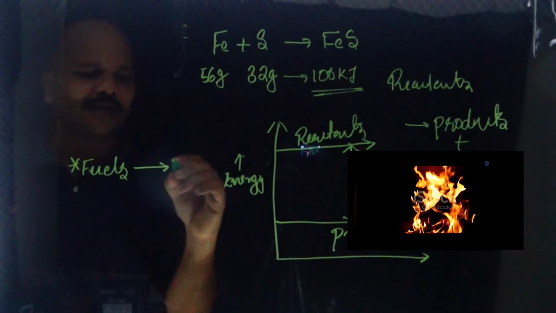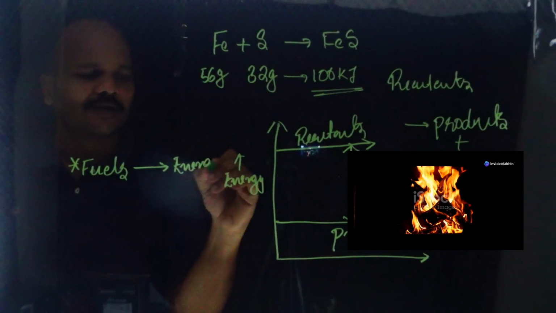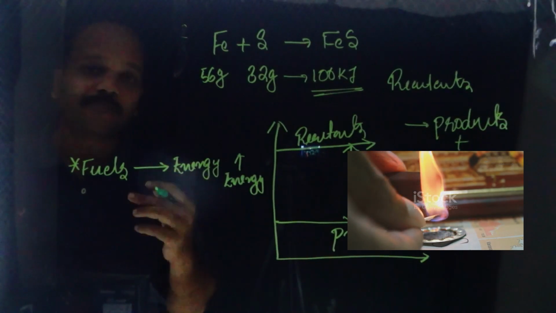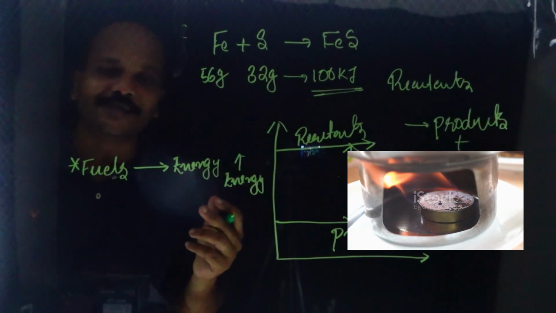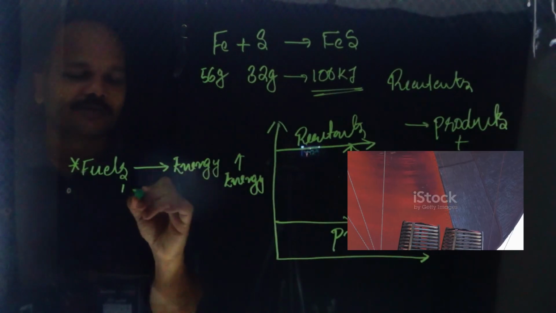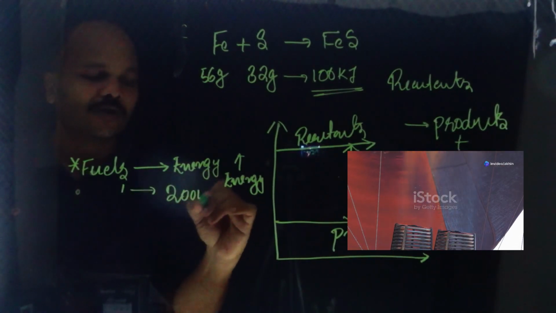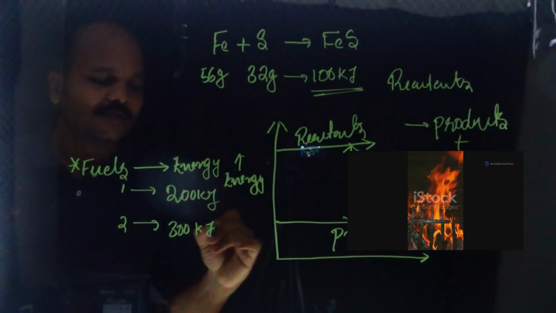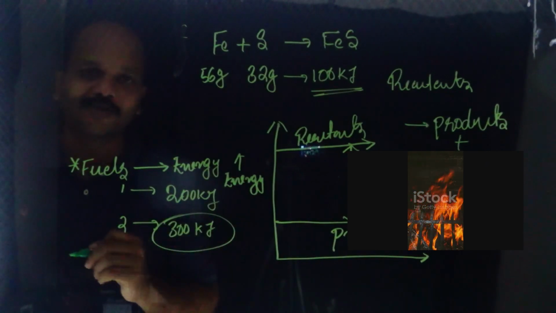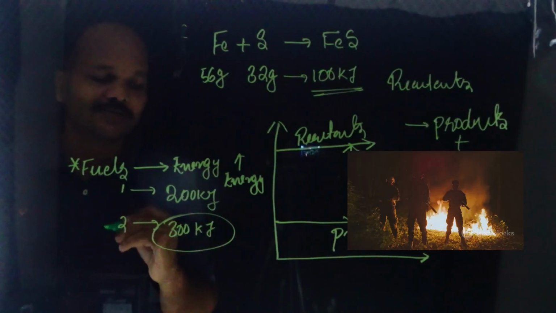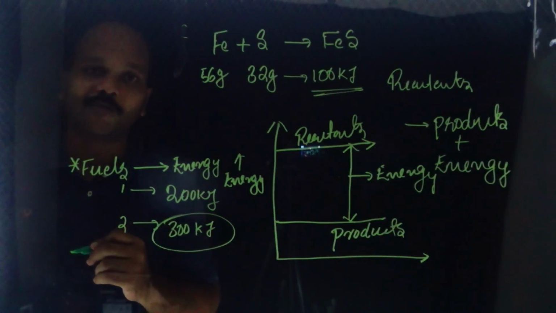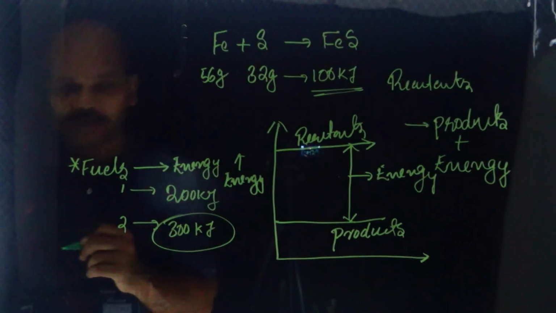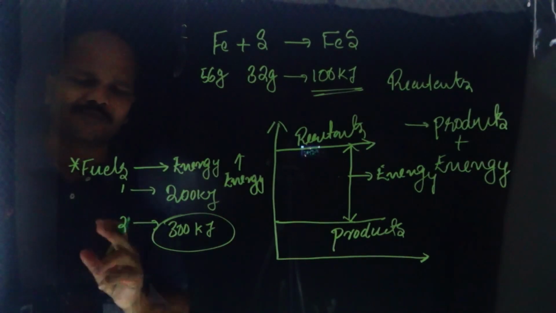Fuels, when they are burning, must release energy, and the quality of a fuel depends on how much energy it is releasing. For example, fuel 1 is releasing 200 kilojoule, and fuel 2 is releasing 300 kilojoule of energy. Definitely we have to take the 300 kilojoule fuel as the best fuel, because it is going to release more energy, am I right?